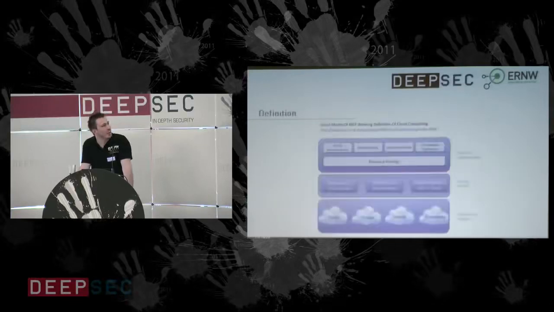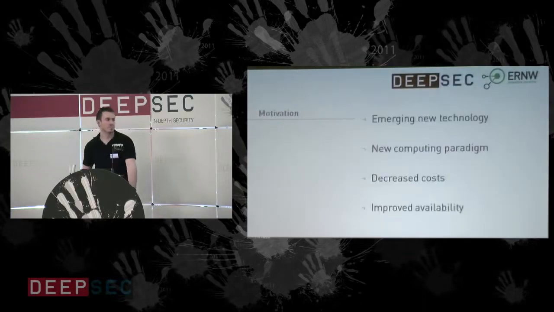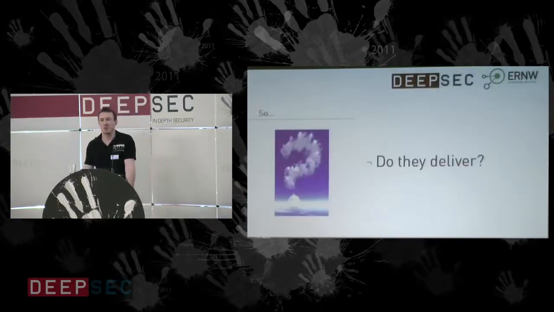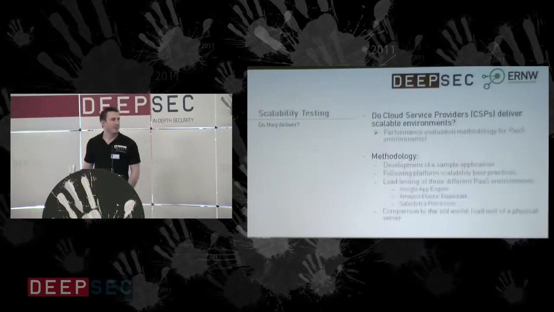I mean, when we think about the essential characteristics, scalability is not part of them. Still, our customers usually refer to scalability or availability when they talk about cloud computing and what they want to get out of it. So the first question is, do they deliver a scalable computing environment?